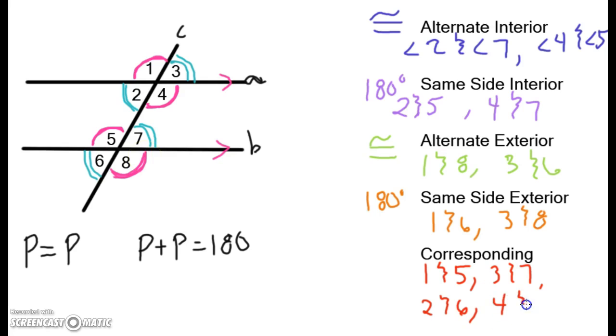All right, so if we're trying to figure out how those angles are related, 1 and 5 are both pink. 3 and 7 are both blue. 2 and 6 are both blue. 4 and 8 are both pink. If your angles are the same color, it means that they are congruent.